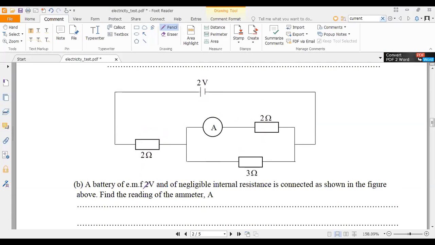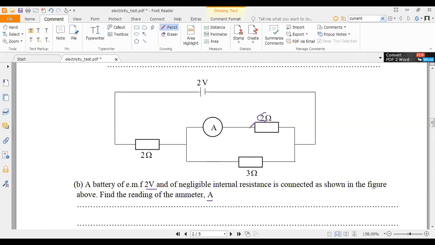So they are telling us that a battery of EMF 2 volts and negligible internal resistance is connected as shown in the figure above. Find the reading of the ammeter A. So we are required to find the reading of this ammeter. The ammeter reads the current which passes through the 2 ohms resistor, through this resistor here.